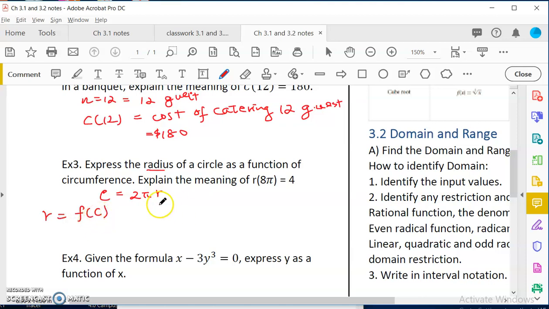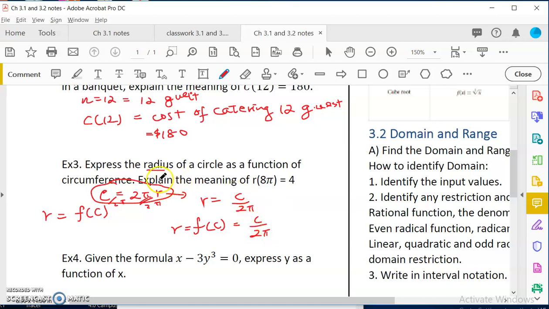So let's solve for r. Use this to solve for r. You divide by 2π on both sides, right? So r equals C over 2π. This is how you calculate r. You input C, and you get the radius. So we'll say f of C is equal to r is equal to C over 2π.